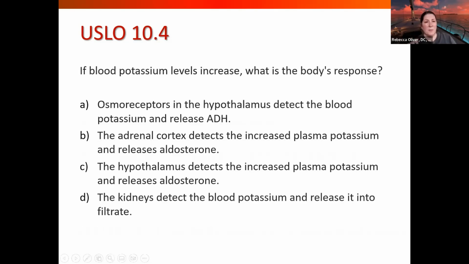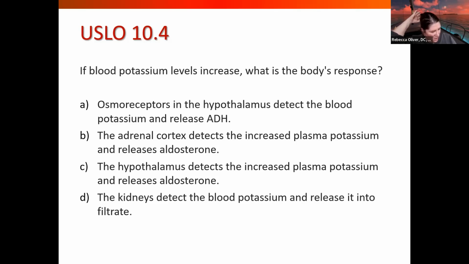All right, if blood potassium level increases, what is the body's response? What's the body going to do when it says, oh dear, I've got too much potassium? Are the osmoreceptors in the hypothalamus going to figure it out and release antidiuretic hormone? Is the adrenal cortex going to figure it out and increase blood plasma potassium, that the blood potassium levels have increased and therefore it's going to release aldosterone? Is the hypothalamus going to figure that we've got increased potassium and release aldosterone? Is the kidney going to detect the increased blood potassium and release it into filtrate?